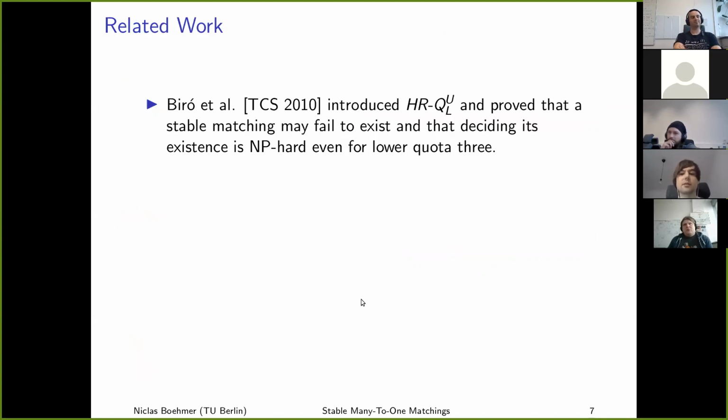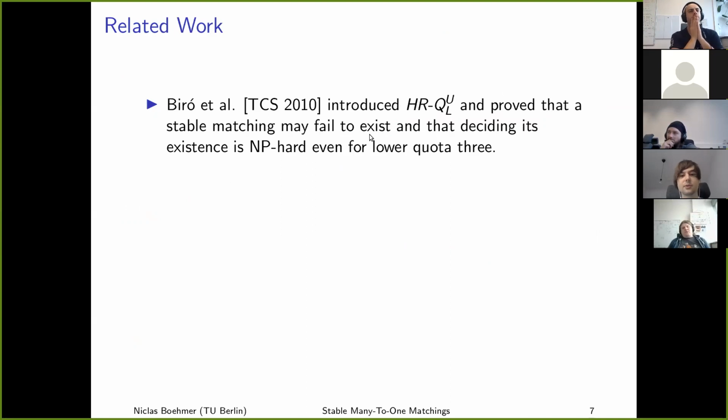As I said, the hospital residence problem with lower and upper quotas, which we denote by HR-QUL, has been introduced not by us, but by a paper of Biró and others published in 2010 in Theoretical Computer Science. They proved that, in contrast to the standard hospital residence problem with just upper quotas, a stable matching may fail to exist here, and that deciding its existence is actually an NP-hard task, even if all hospitals have lower quota at most 3. So the lower quota of a hospital is either 1, 2, or 3.